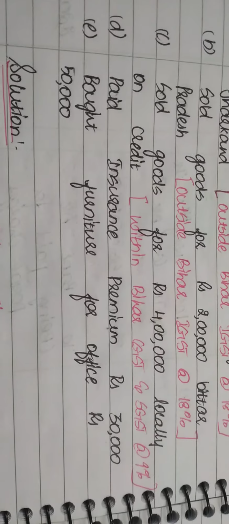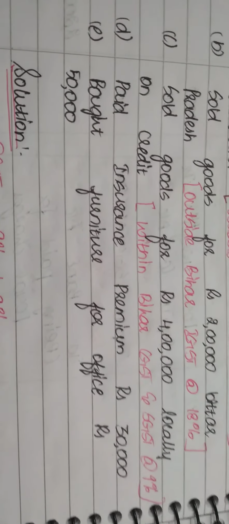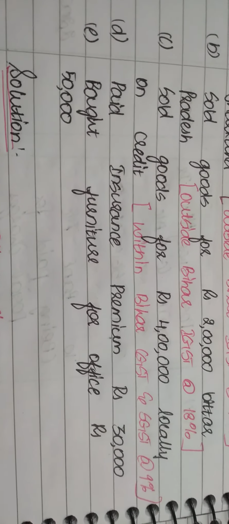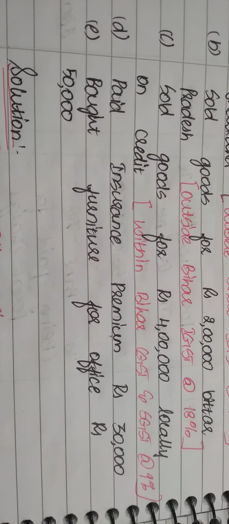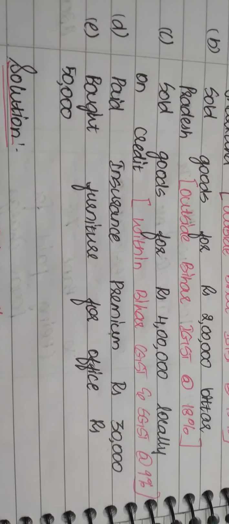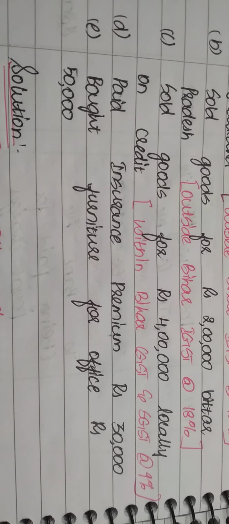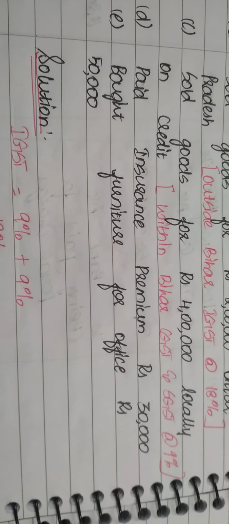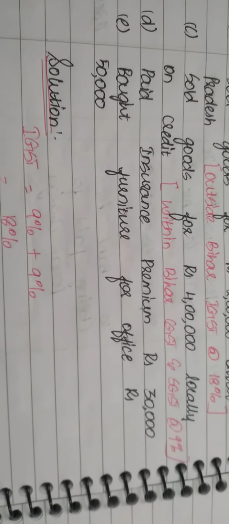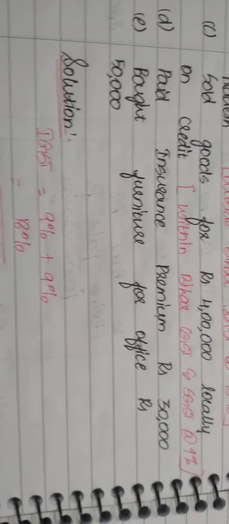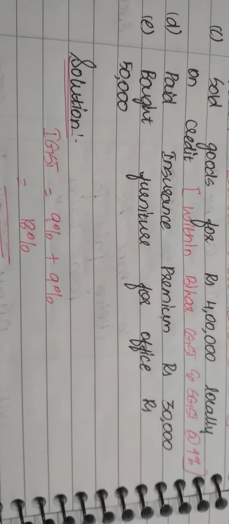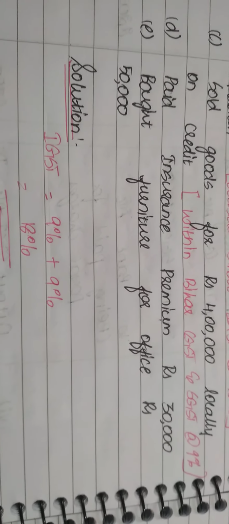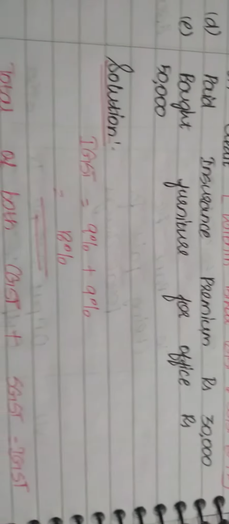Next, sold goods for rupees 2 lakhs to Uttar Pradesh. Uttar Pradesh is not in Bihar, it is outside Bihar. So IGST is applicable, IGST at 18%. Sold goods rupees 4 lakhs locally on credit. Locally means it is sold in Bihar, in the same state, so it is within Bihar. If it is within Bihar, same state, CGST at 9% and SGST at 9%.